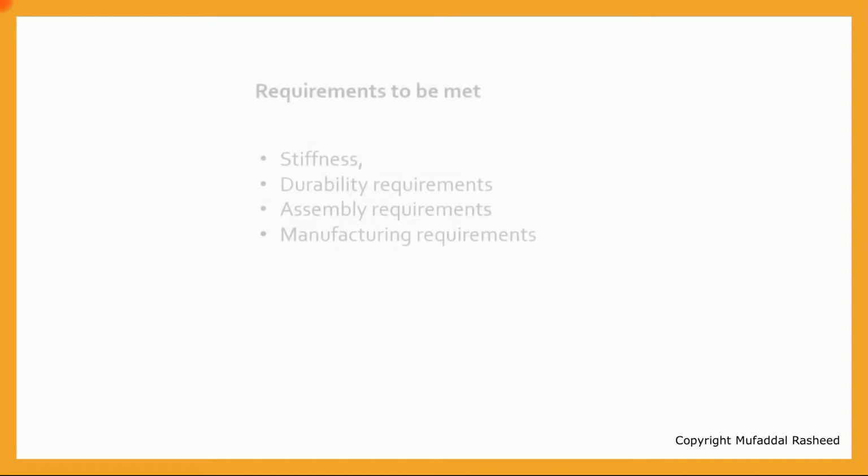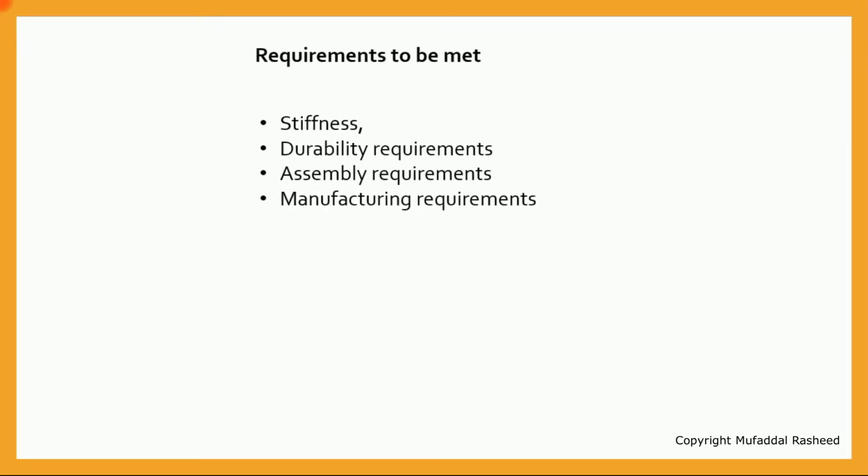So before we go on to design the bracket, it is important to keep in mind the requirements which have to be met. First thing is the bracket should be stiff. It should have enough thickness so that the bracket is stiff to hold the pin in its place and not be deflected a lot. Second thing is it should be durable enough to take any loads which are acting on the bracket. So it should have durability. Third thing is the assembly requirements should be taken care of. That is, the bracket should be easily assembled onto the plate using the bolts. So that aspect also has to be taken care of.